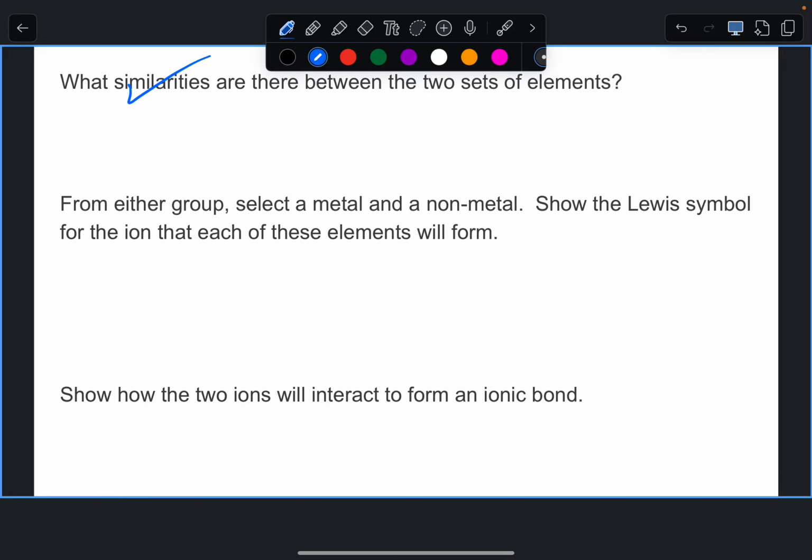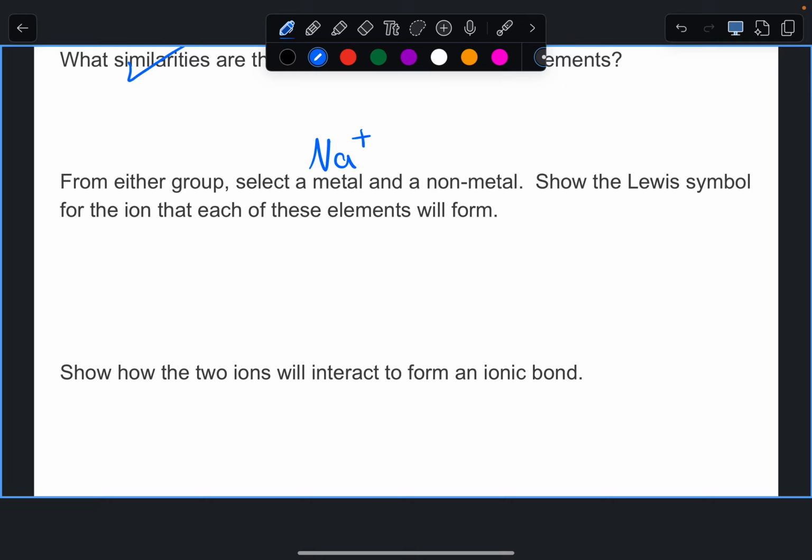Okay, from either group, so this could be the ones from row 2 or row 3, pick a metal and a nonmetal, and then I want you to show me the symbol for what ion it's going to form. So for example, for the metal, you could do Na, but I want you to show me what it's going to look like after it's formed the ion that we know it does, Na+, okay? And then for the metal and whatever nonmetal you pick, here, let's do this. I'm going to give you Na and Cl. I want you to do 2 different ones and make them not the same charge. So like pick one that's +1 and -2, or +2 and -3 or something, okay?